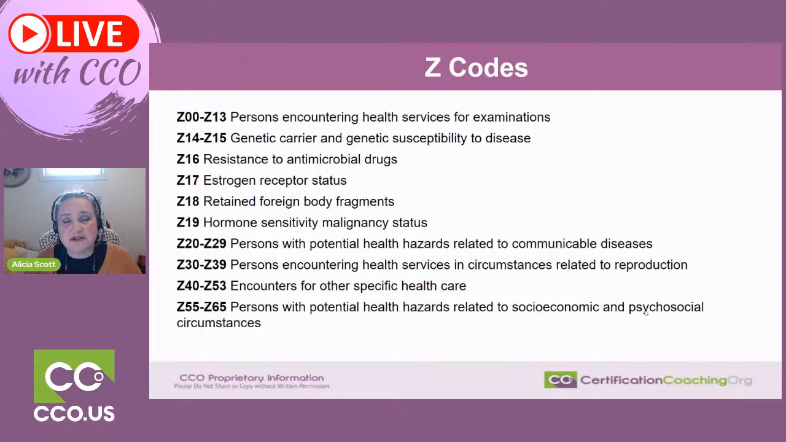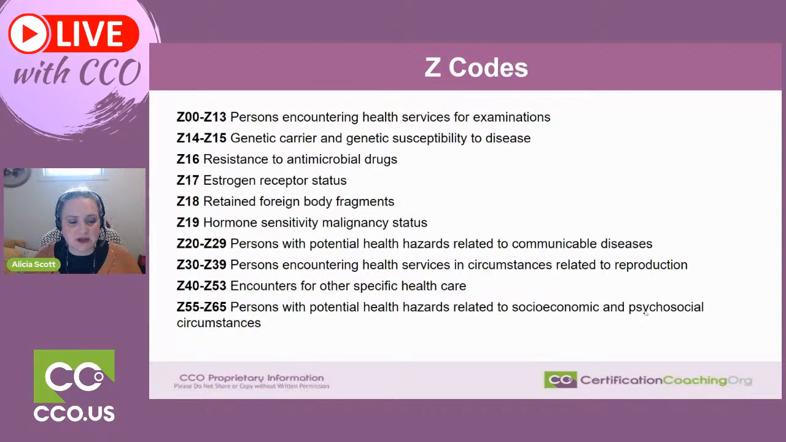And hormones is a very broad set statement as well. Z20 through Z29, persons with potential health hazards related to communicable diseases. If you have hepatitis, guess what? They track that. If you have tuberculosis, they track that. If you have COVID, they track that. So that's where you'll see those codes come up.